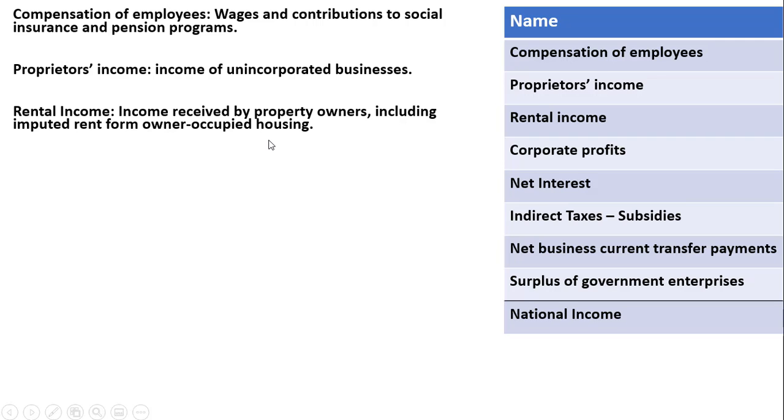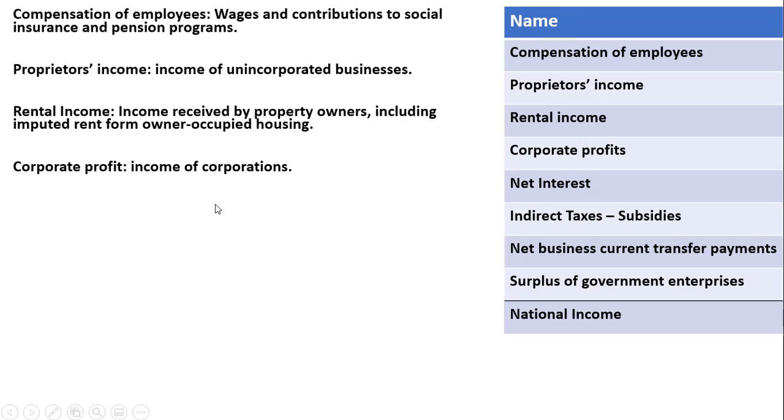So if you own a house, you are receiving an imputed rent. That house is providing you a productive service. So you are receiving, like I said, an imputed rental income, and that is included in this category.